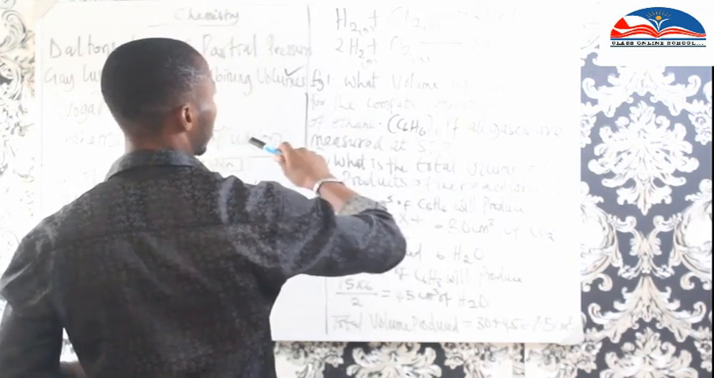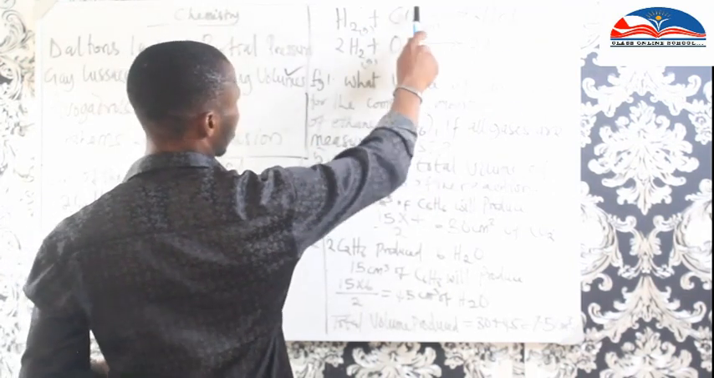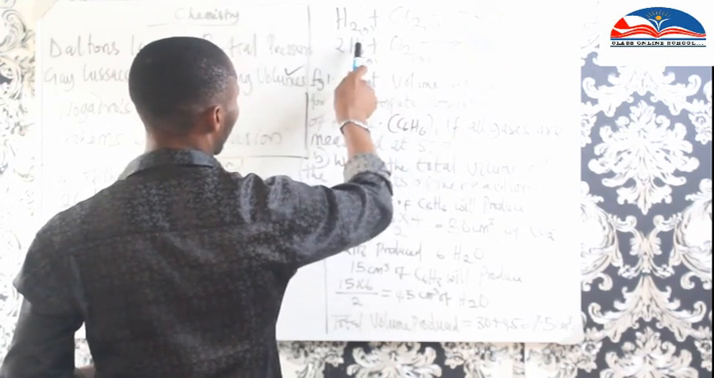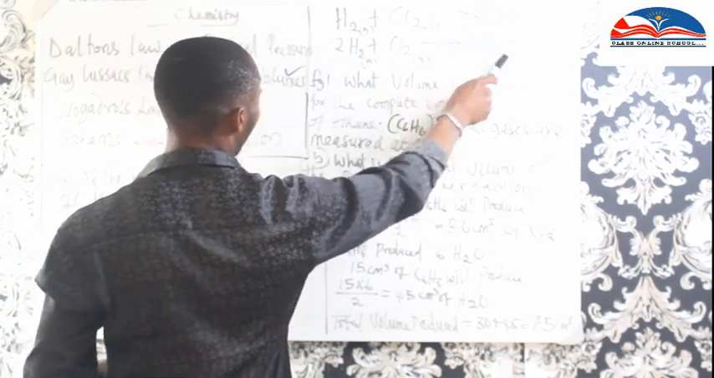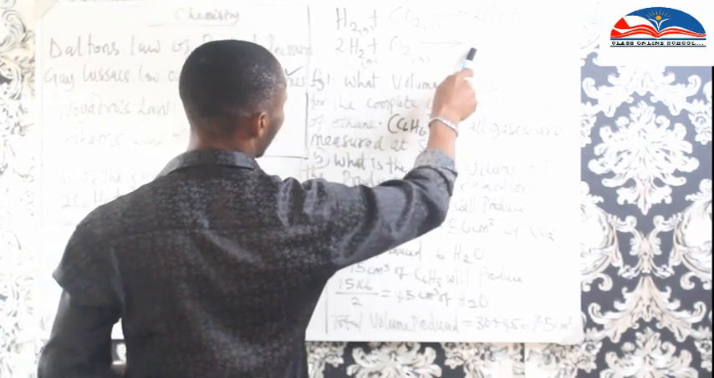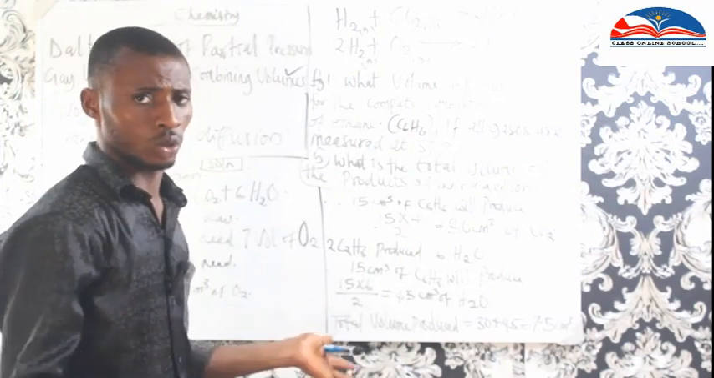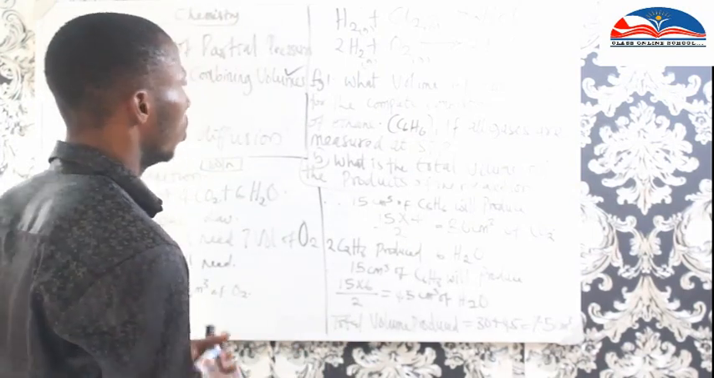Is balanced. Hydrogen is 2 here, chlorine is 2 here. Is balanced. 2 hydrogen, 2 chlorine. 4 hydrogen, 2 times 2, 4. 2 times 2, 4. Now, these 2 lines attaching to the whole, 2 for oxygen only. So it's balanced.